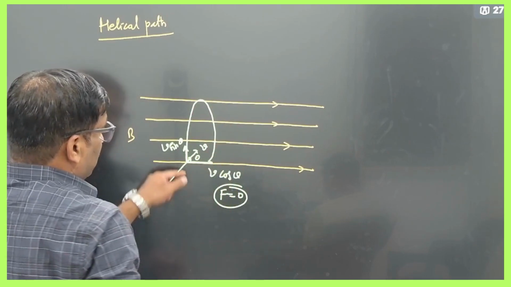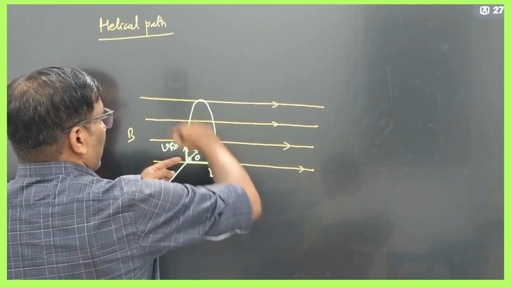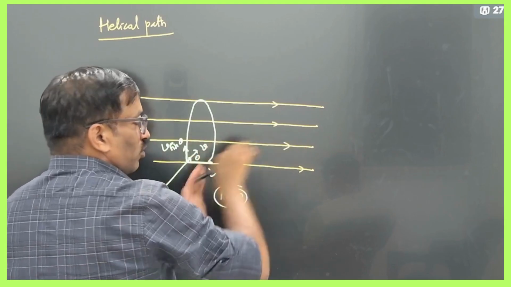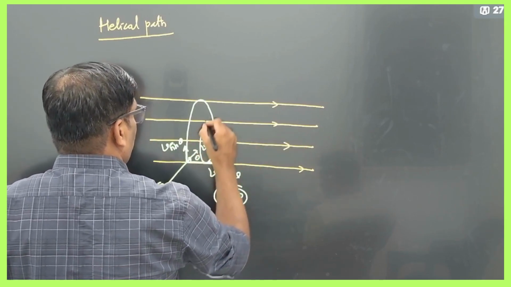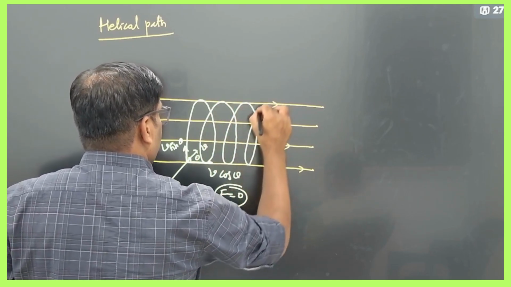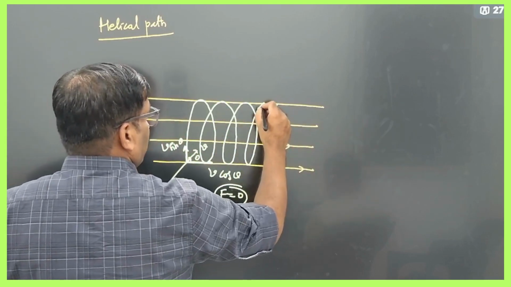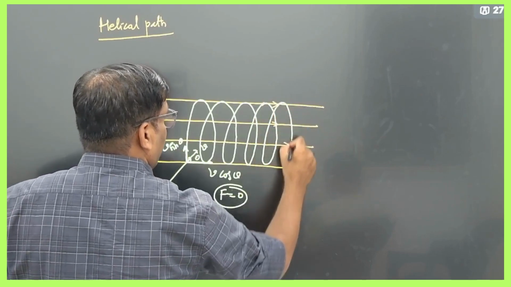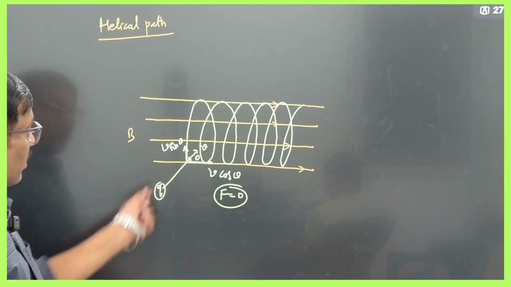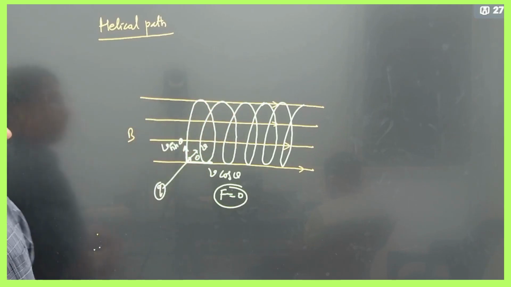But this speed v cos theta is also there, so it does not make the particle rotate in one place. After completing a circle, it is pushed towards this side, so it makes a helical path like this. If you view from here, it looks like a circle, but from the side it moves in the forward direction. So if a particle enters the magnetic field making an angle theta, it undergoes a helical path, right?